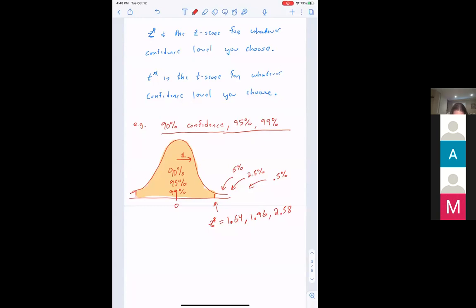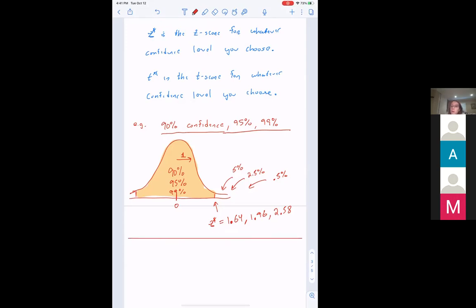What's your mu gonna be? What's the mean? Anyone there? What's the mean? Okay, the mean is 0. This is Z, the mean's always 0. Sigma is always 1. And then just calculate the area or calculate the number, and it should give you 1.96.